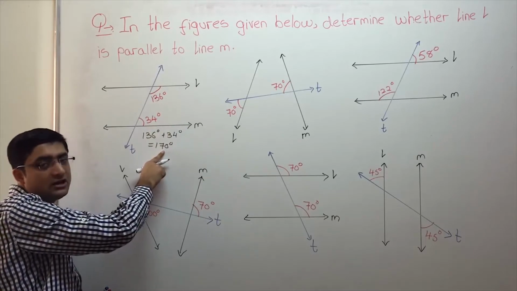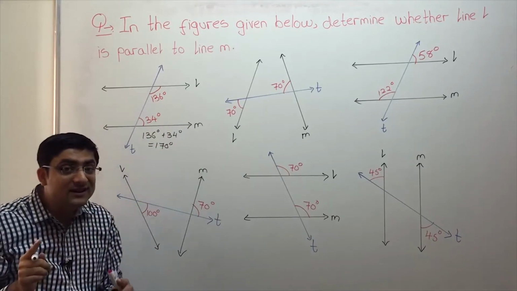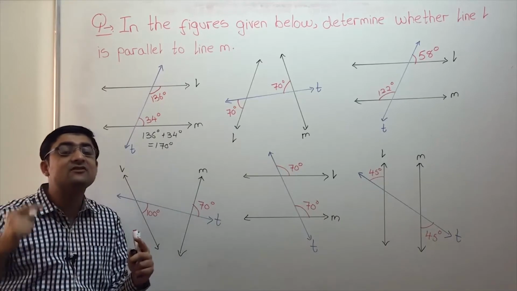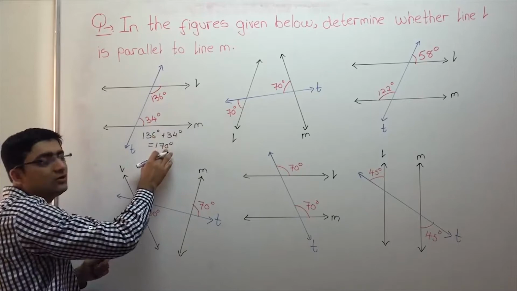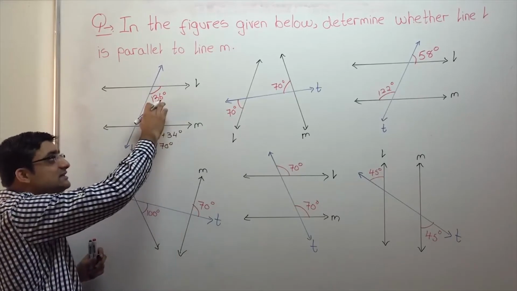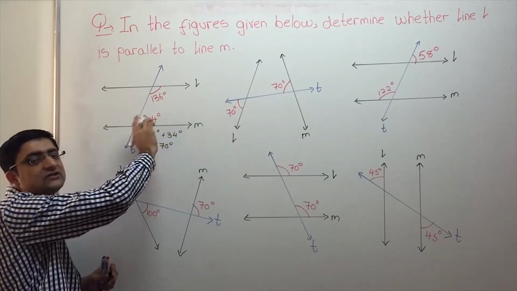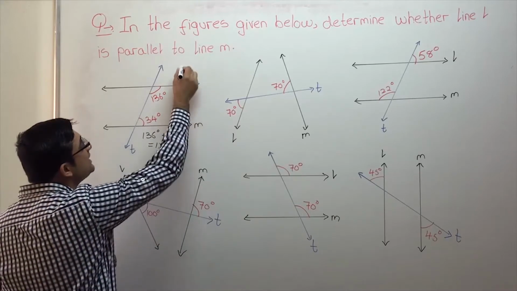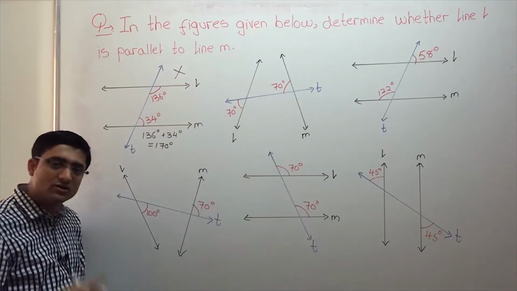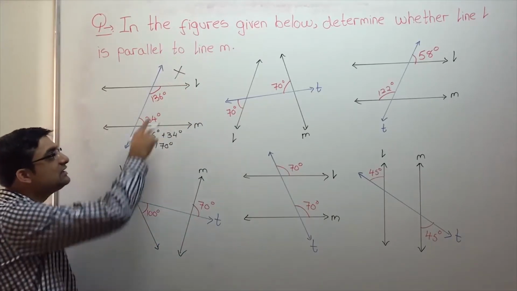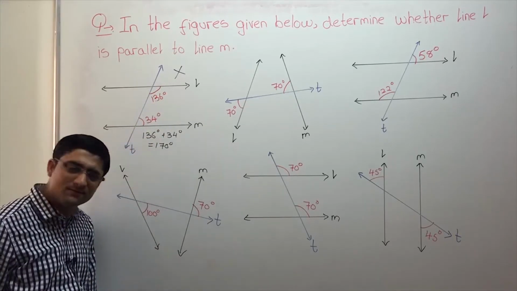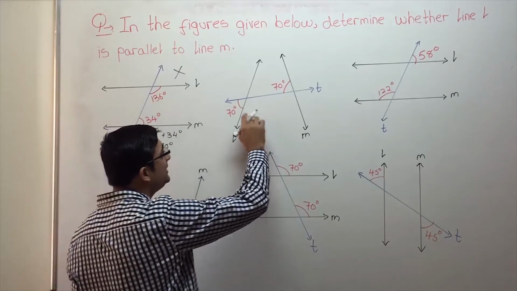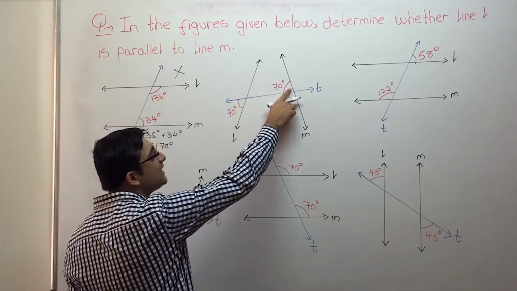Are they supplementary? No. In the case of parallel lines, interior angles on the same side of the transversal are supplementary. That is, their sum is 180. What is the sum over here? 170. So since interior angles on the same side of the transversal are not supplementary, hence these lines are not parallel, right? So the condition is violated. Which condition? Interior angles on the same side of the transversal. Hence these two lines are not parallel. As simple as that.